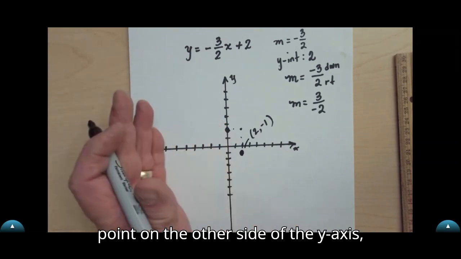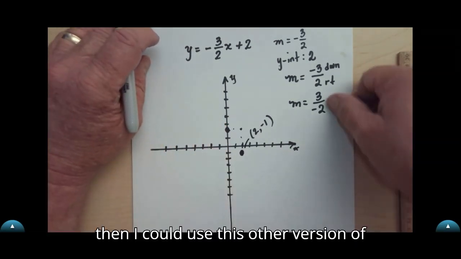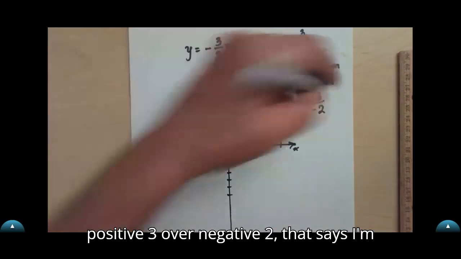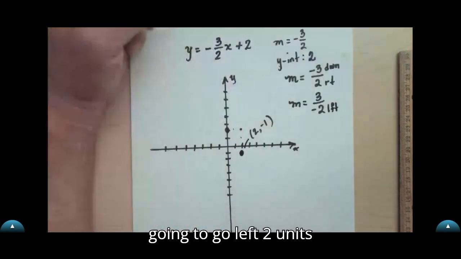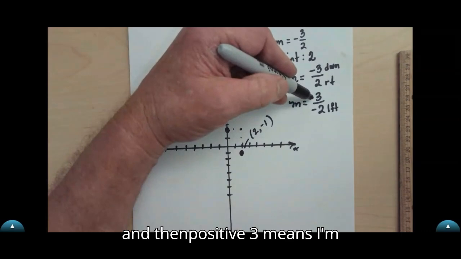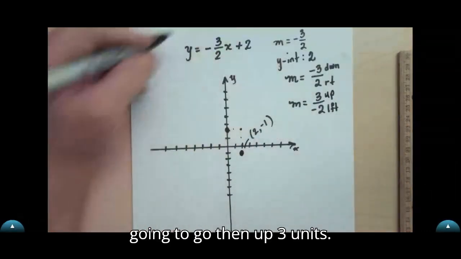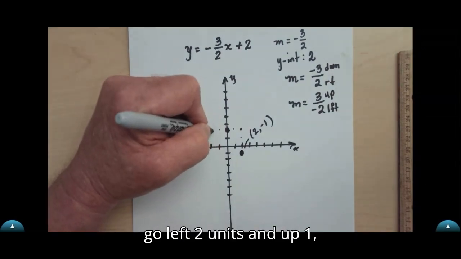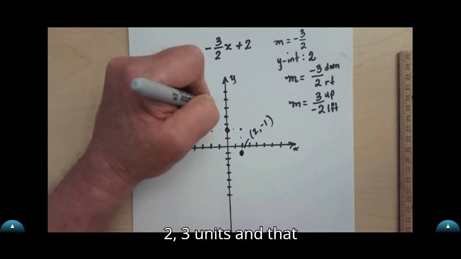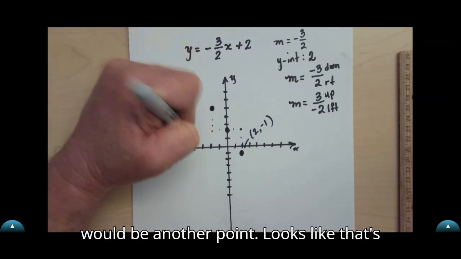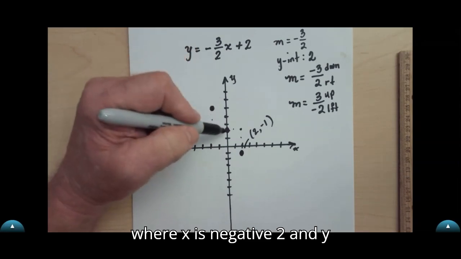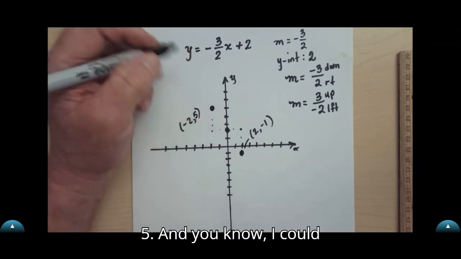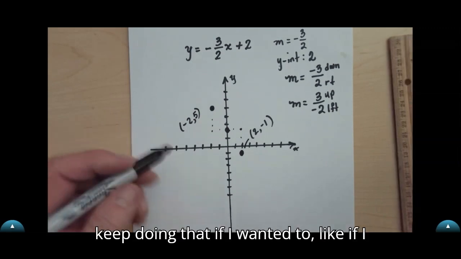Or maybe I want to get a point on the other side of the y-axis. Then I could use this other version of negative 3/2. With positive 3 over negative 2, that says I'm going to go left 2 units. And then positive 3 means I'm going to go up 3 units. So I'll go back to my y-intercept. I'll go left 2 units and up 1, 2, 3 units. And that would be another point. Looks like that's where x is negative 2 and y is 5. Negative 2, 5.